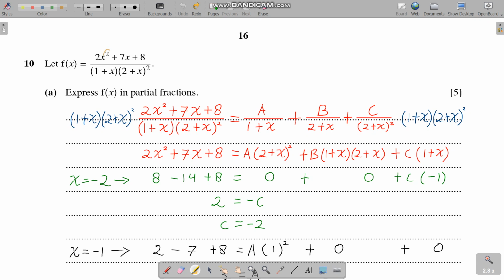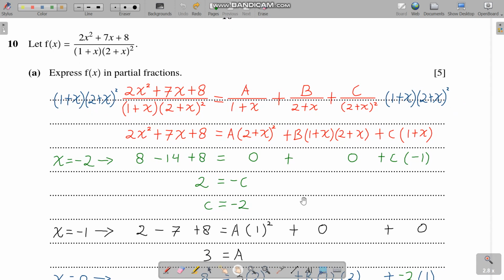Highest power of x here is 2, and highest power of x here is x times x squared, so it's x to the power of 3. So this is proper. No need to do long division. We can just use the partial fractions decomposition.